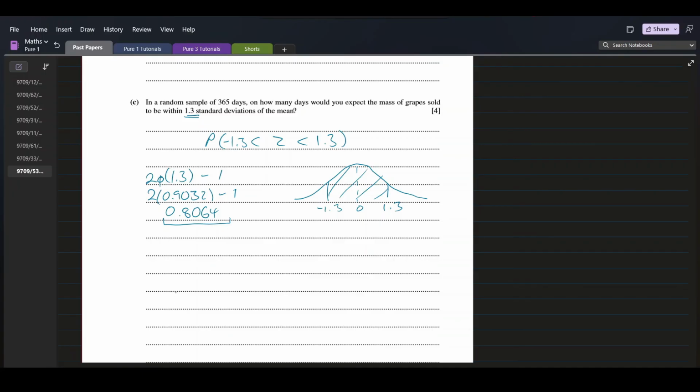But we are given a sample of 365 days, and we want to know how many of those days would we expect to have a mass within 1.3. So what we'll do is say 0.8064 times the 365, and that will give us 294.336. For days, we always round up. So 295 days will be our answer.